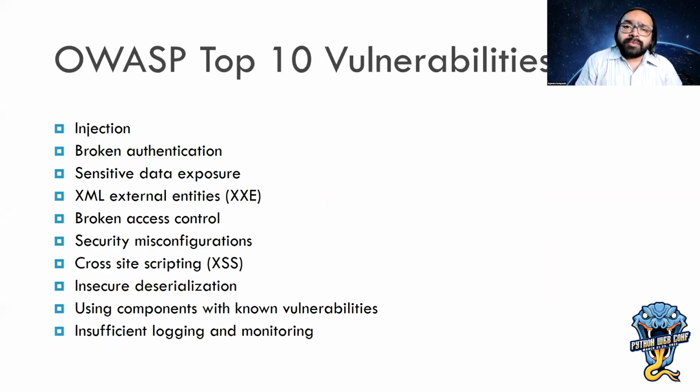Then these are the top 10 OWASP vulnerabilities. The first and most important one is injection. There are different types of injection attacks, and we'll see what they are and how they are carried out. Then we have broken authentication, sensitive data exposure, XML external entities, broken access control, security misconfigurations, cross-site scripting, insecure deserialization, using components with known vulnerabilities, and insufficient logging and monitoring.